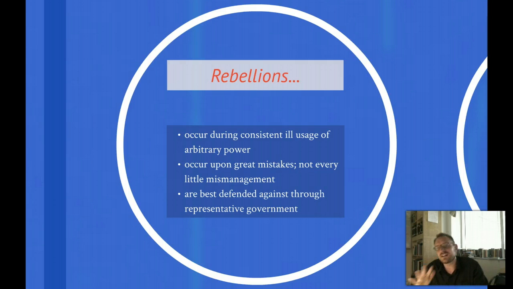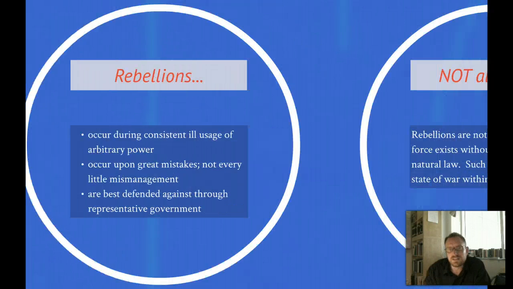And you can see Locke is also giving a wink and a nod to the monarchs of his day by saying, listen, by instituting parliaments and other representative legislative bodies, you defend against rebellions, because people aren't going to rebel when their own representatives are making the laws. That's what representative government ensures: that the laws are for the public interest, or at least that's the notion, right?